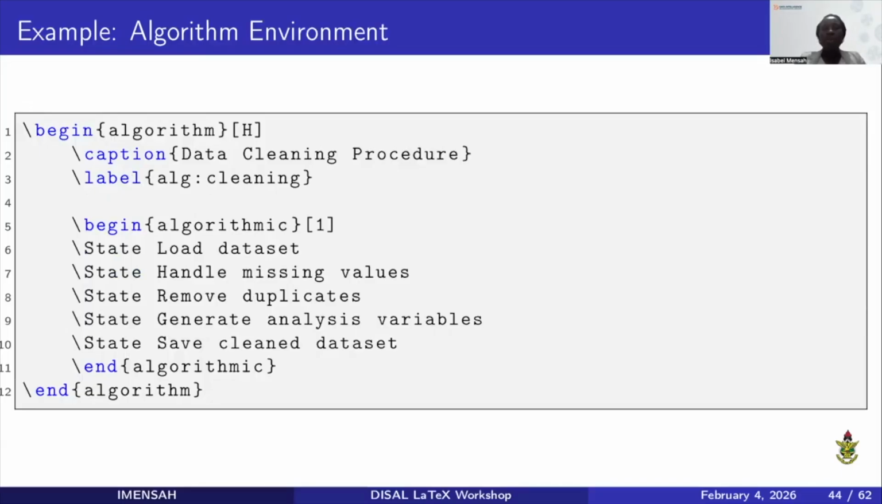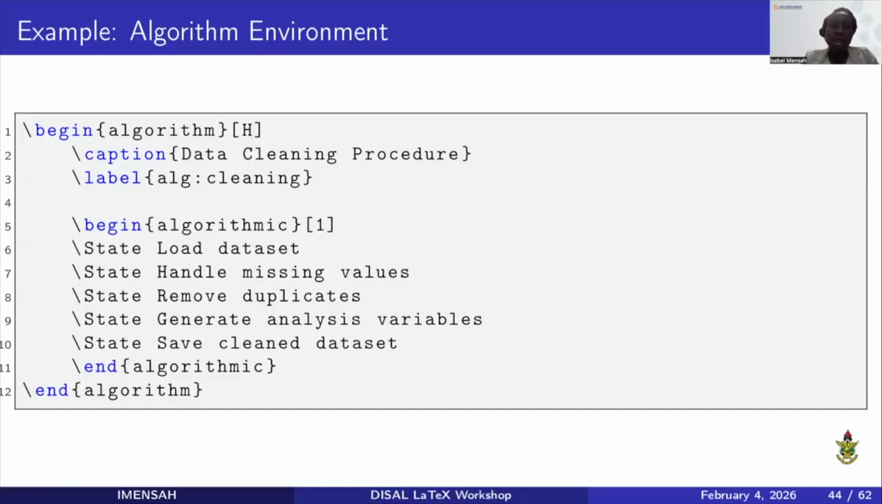So for example, if we want to write an algorithm to clean a certain data, what is the step-by-step approach that we use to do that? The first thing we do, we declare our environment, the algorithm environment. The algorithm environment is what puts the algorithm in a floating state where we can give it a caption and a label, etc. Then when we want to create the algorithm itself, we use algorithmic or algpseudocode to do it.